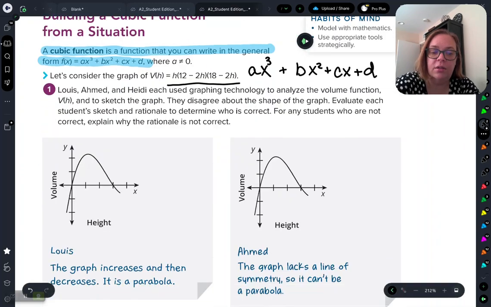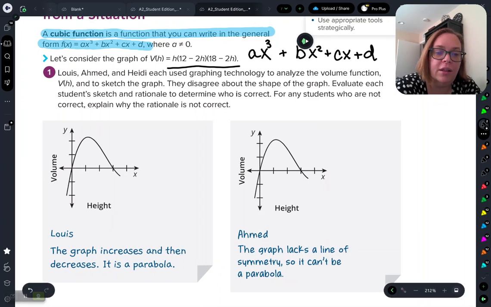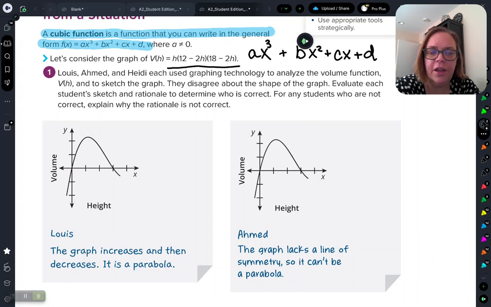Okay, so let's look at Louis. The graph increases and then decreases. It is a parabola. What do you think? If you look at it, it doesn't quite look like a parabola, and hopefully you see that the shape is a little funky. So I do not think Louis is correct.